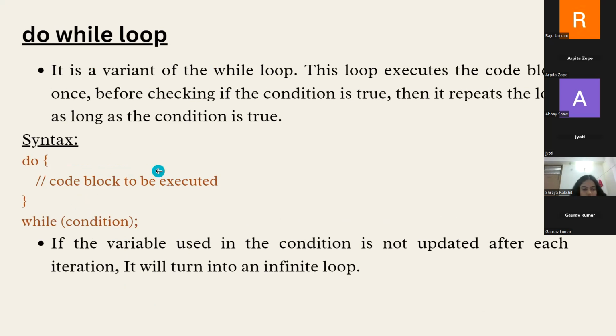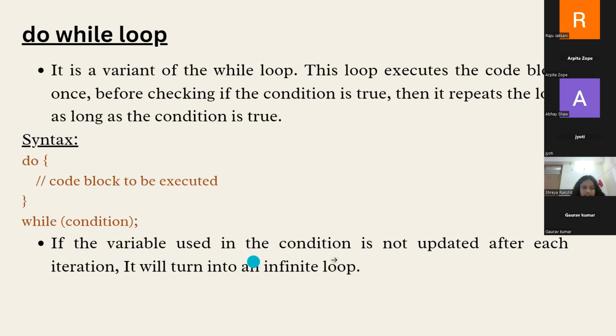The next loop we'll discuss is the do while loop. It is a variant of the while loop. This loop executes the code block once before checking if the condition is true. Then if it is true, it will keep running, and if it is not, it will stop running. So the basic difference between the while loop and the do while loop is that the while loop may run 0 times, like it may not run if the condition is false, but the do while loop must run at least 1 time.